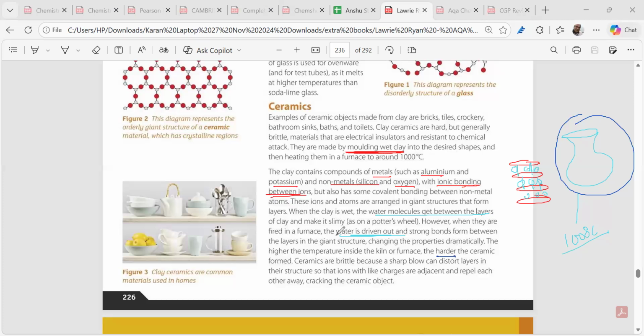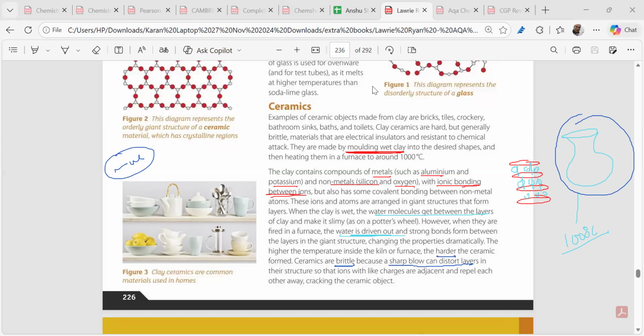But what is the disadvantage of ceramics, can you tell me? Have you ever dropped a cup from your hand? It breaks. So ceramics has a negative point. Ceramics are extremely brittle, right? A sharp blow can distort the layers, right? This is a very important portion we have to learn. Clear this part? So that was all about the glass and the ceramics part.